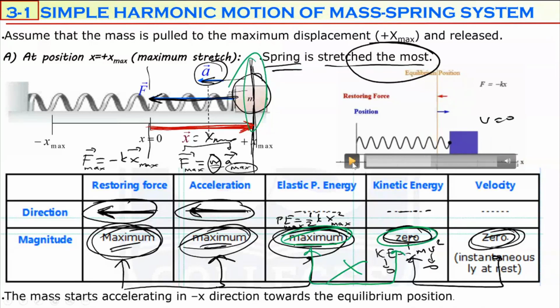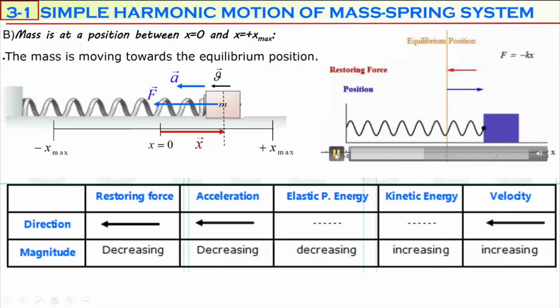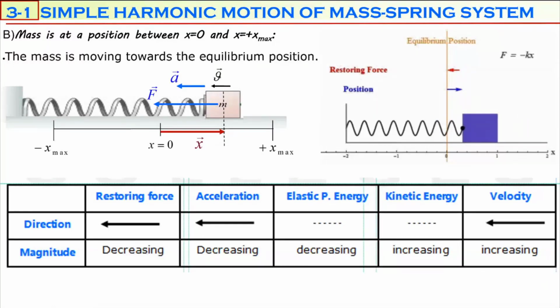I will choose a position just between the equilibrium position and the maximum displacement position. So this position. This is the maximum displacement right here. How do the restoring force, acceleration, elastic potential energy, kinetic energy of the mass, and velocity of the mass change?